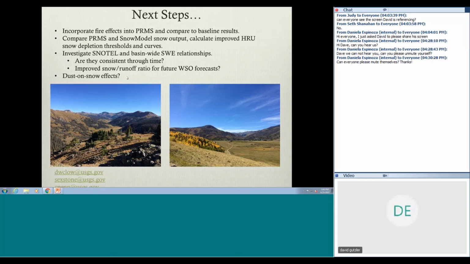The PRMS model has 4 different land cover schemes, and the dominant one is what makes up the cover type for each HRU. And so there is an evergreen HRU type, and then there is a mixed forest vegetation type that you can specify for each HRU. And so it is differentiated between the 2.